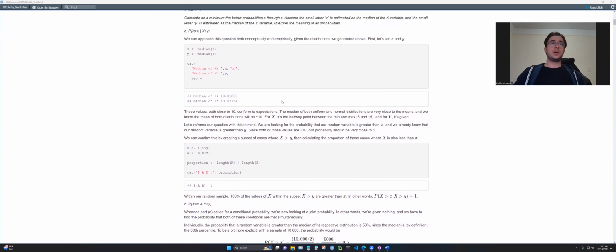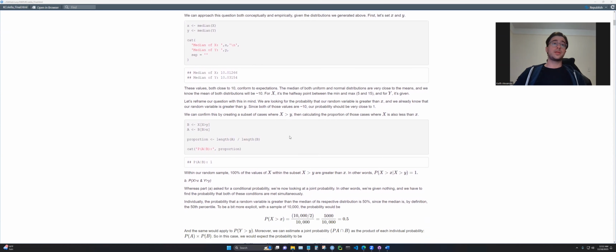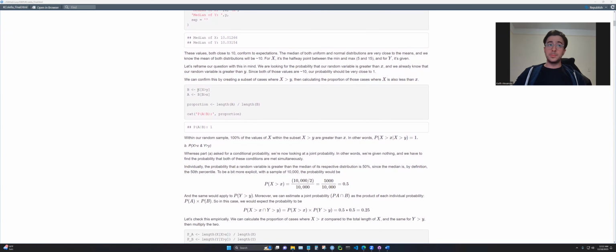So if we know that x is greater than y, which is equal to 10, estimating the probability that x is greater than x, which is also equal to 10, should put us very close to 1. We can check this empirically by first taking a subset of the sample of x where it is greater than y, and then we can count the proportion of cases where x within that subset is also greater than x. And again, given that they're both equal to 10, we find that that probability is 1.